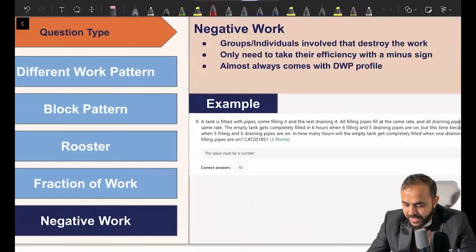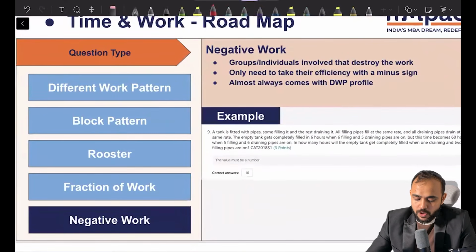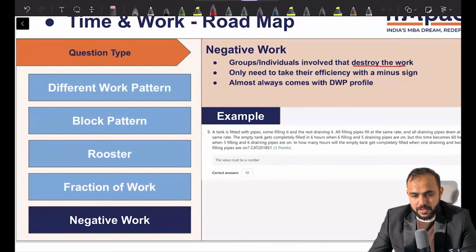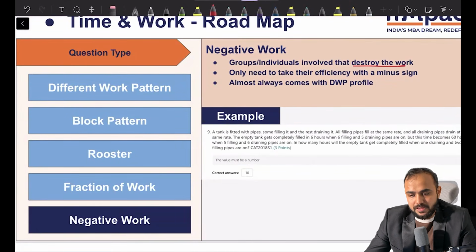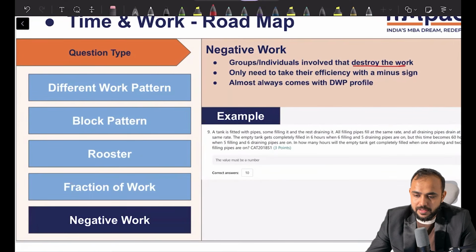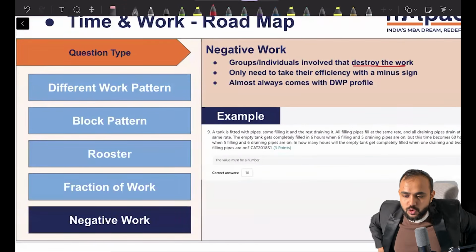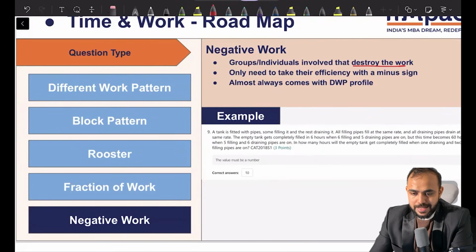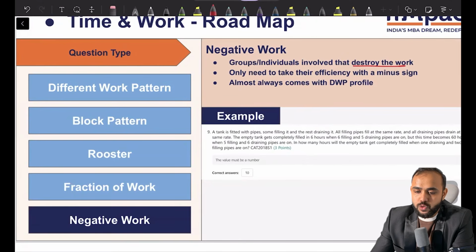Okay, just one more thing, negative work. Groups and individuals are involved that can destroy the work. And when that happens, you will have to change the efficiency: take the same magnitude, whatever you would have done if it was positive work, and replace it with a minus sign. And this will always come with a DWP profile, different work patterns. So again, they have to give you the negative rate of work. How will they give it to you? Generally, they don't give it to you as a ratio, which means they will have to give it to you as an equation.